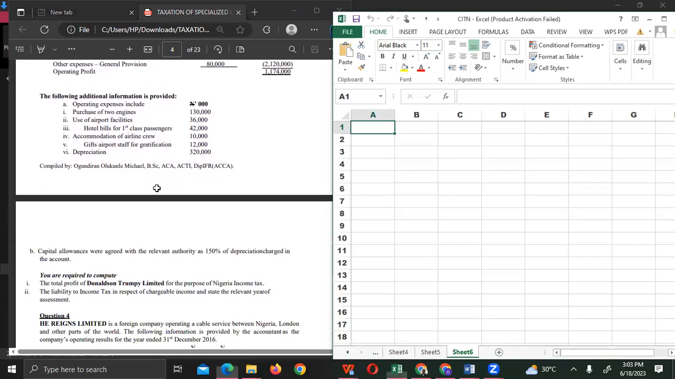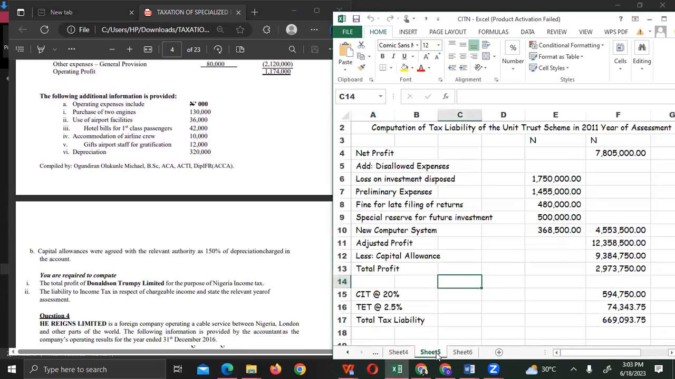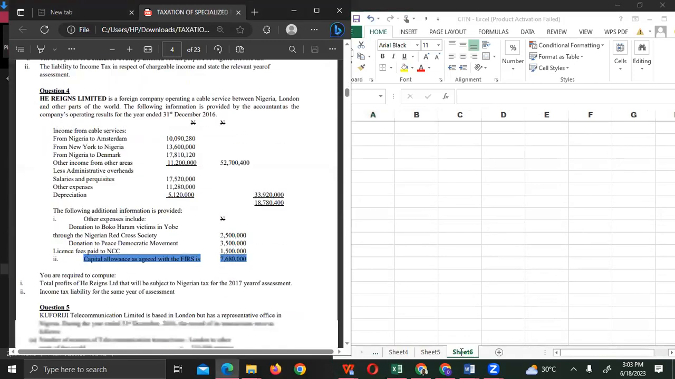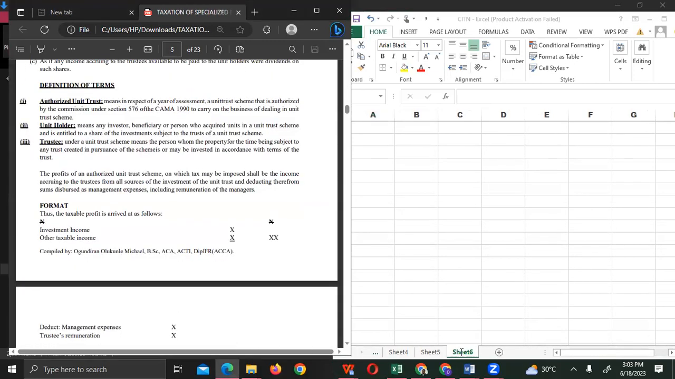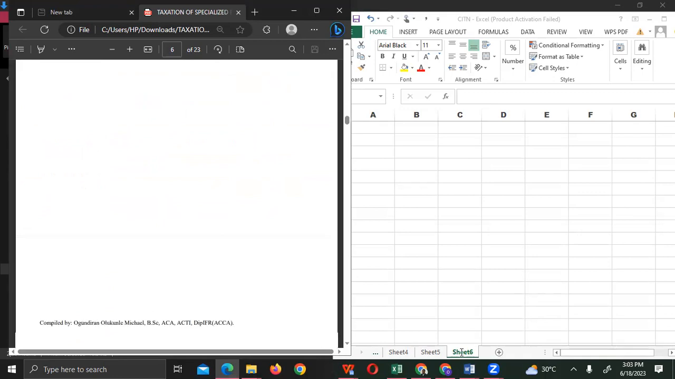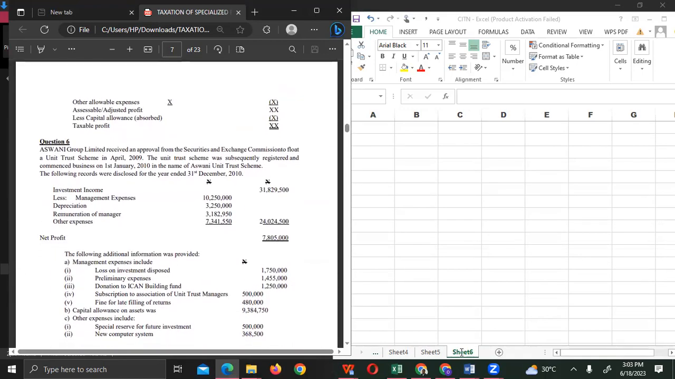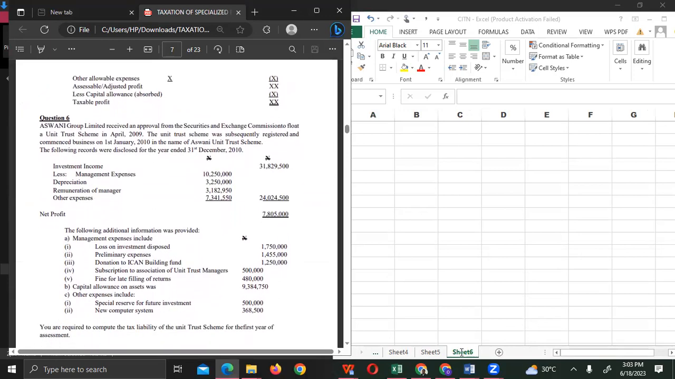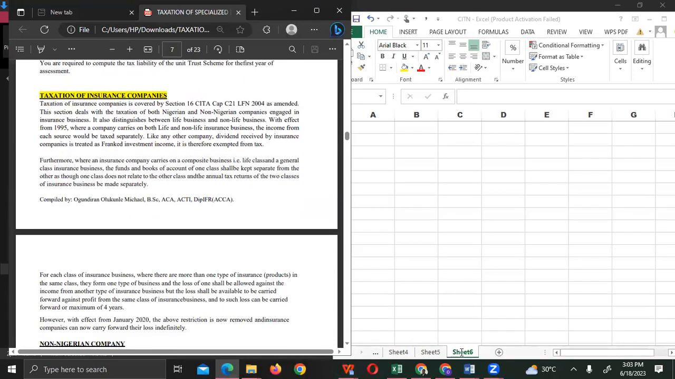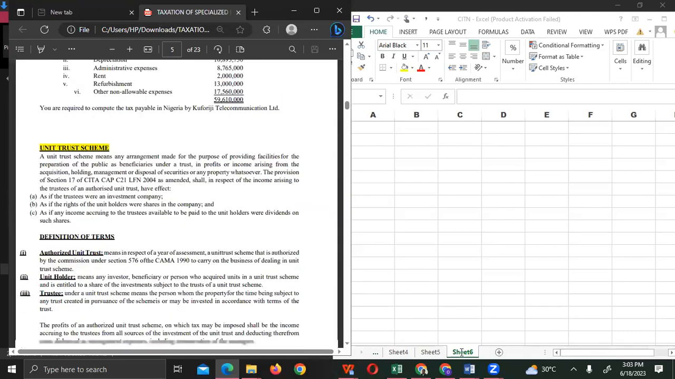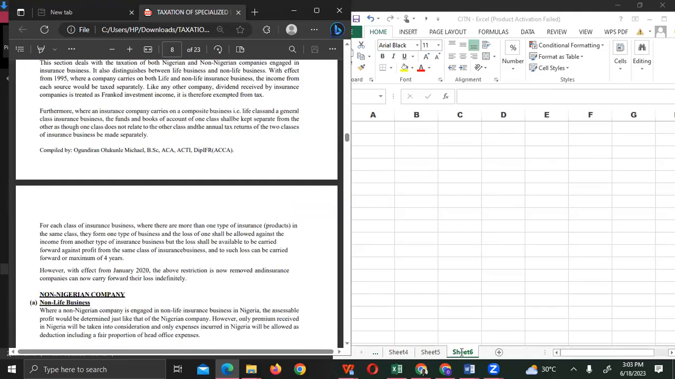In the last class, we were able to do the unit trust scheme, right? We were able to determine the tax liability of a unit trust scheme. So the next thing we would be doing would be for us to determine the tax liability of a bank. Let's go straight to determining the tax liability of a bank.